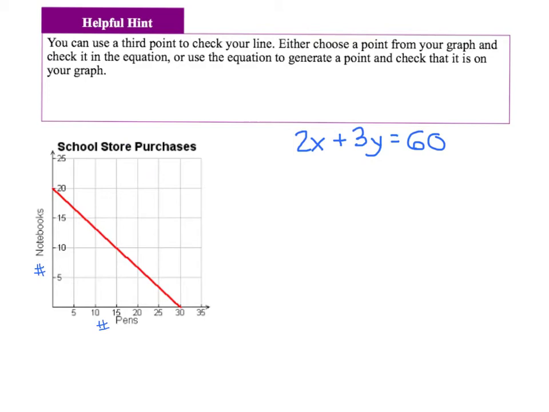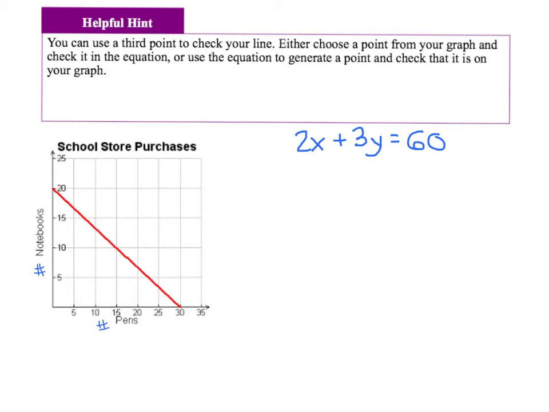So here, this x-intercept of (30, 0) means that if you buy 30 pens, then you would have no money to buy notebooks because you will have spent $60. Same goes over here. If I buy 20 notebooks, I would have to buy 0 pens to make sure that I stay in my budget of $60.